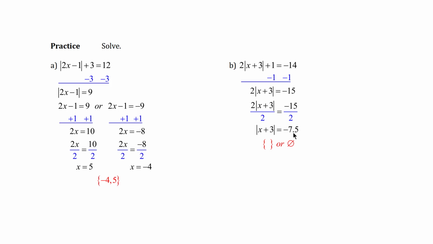From here, we can apply rule number 3. Since our absolute value is equal to a negative number, this means that we have no solution. So for our final answer, we write a set of curly brackets with nothing inside, or you could write a circle with a diagonal line going through it.